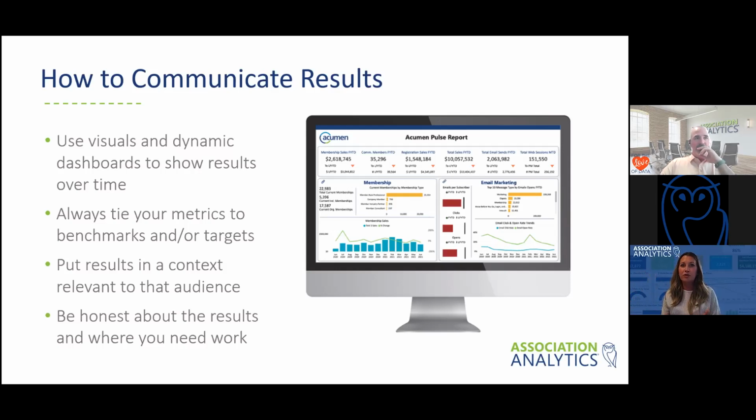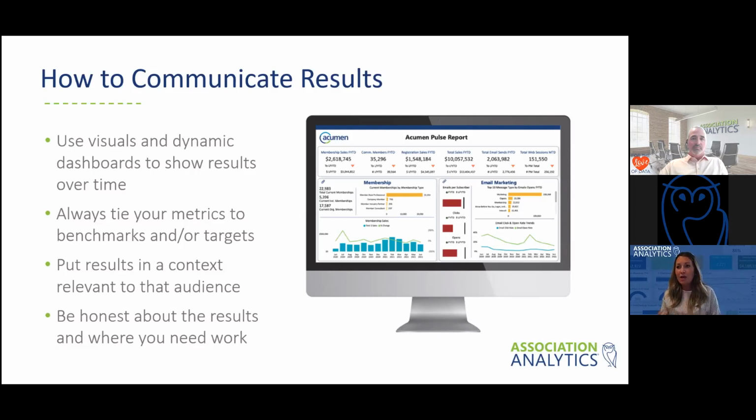And so you want to use visuals and dynamic dashboards to show results over time. And so again, putting things in context so people really understand where you're moving as an organization, how your efforts are supporting your goals or not supporting your goals. So again, you can pivot and change those. Tying your metrics to benchmarks or targets. Sometimes people are like, oh, well, we don't really have one. You have a budget, use that. Start there and start using that as a target for your numbers and your metrics.